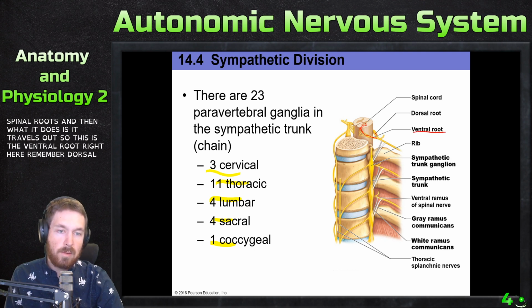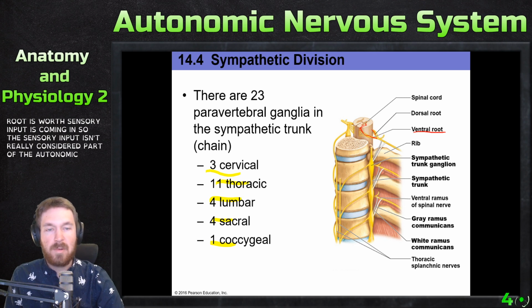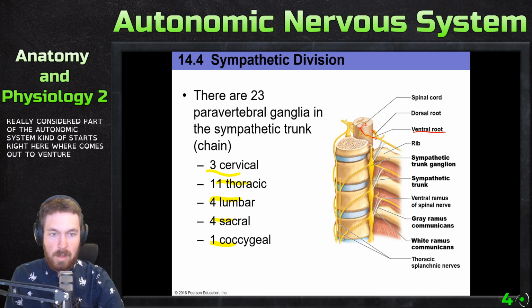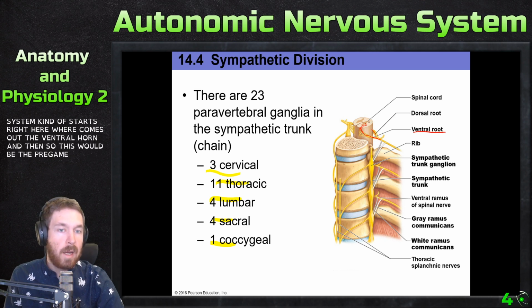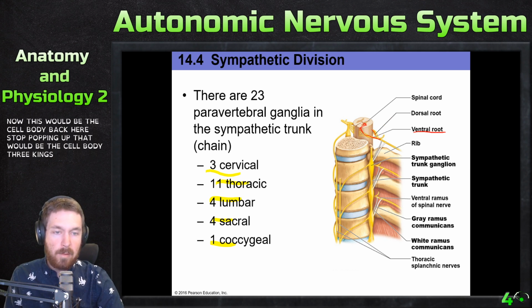Remember, dorsal root is where the sensory input is coming in. So the sensory input isn't really considered part of the autonomic system. It kind of starts right here where it comes out the ventral horn. And then this would be the preganglionic fiber I'm drawing right now. This would be the cell body back here. Preganglionic fiber comes out. So this is myelinated.